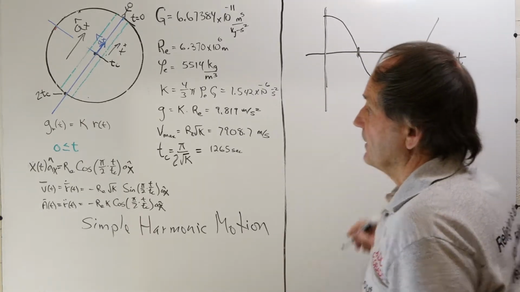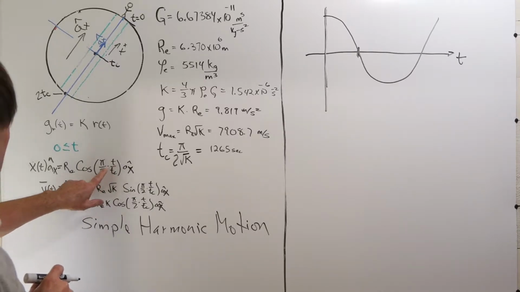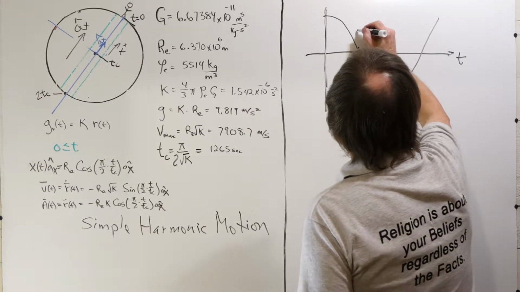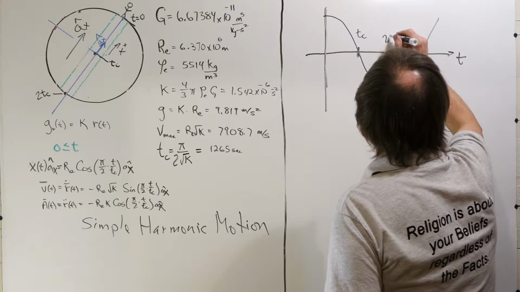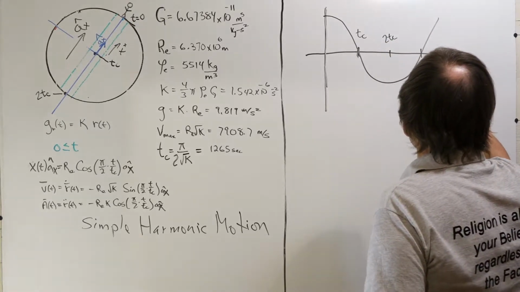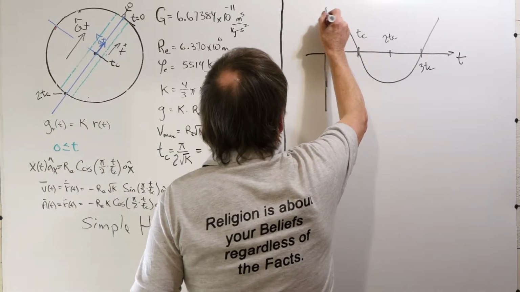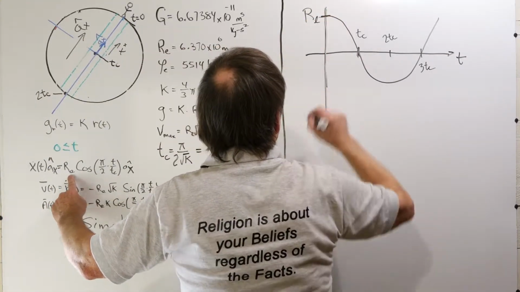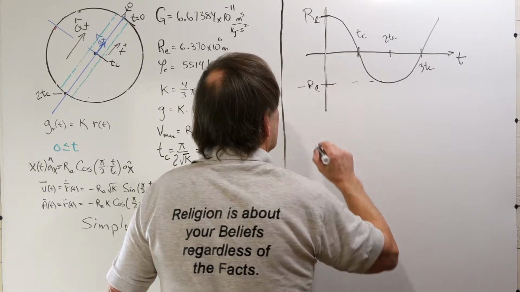And it reaches 0 when t is tc. It becomes a cosine of pi over 2, which is 0. So this on the time scale is tc. This is 2tc. And this would be 3tc, the time to the center. And the maximum value for position is just the radius of the Earth. And this would be minus radius of the Earth.